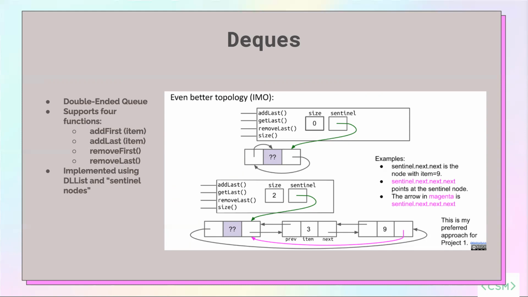To run add last, decks get around this problem by using a doubly linked list and something we call a sentinel node, as you can see right here. This sentinel node is like any other node, except that its item value is arbitrary, its previous points to the last node in the list, and its next points to the first node in the list. This means that when you call sentinel.previous, you're accessing the last node in constant time, and when you call sentinel.next, you're accessing the first node in constant time.